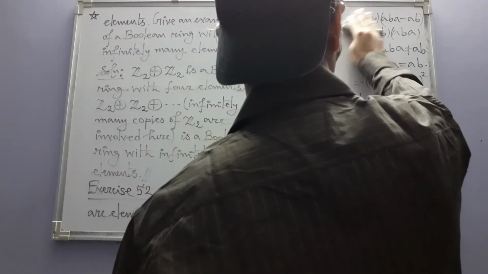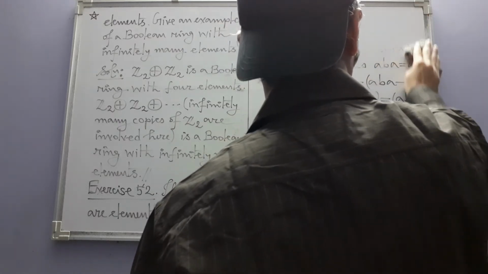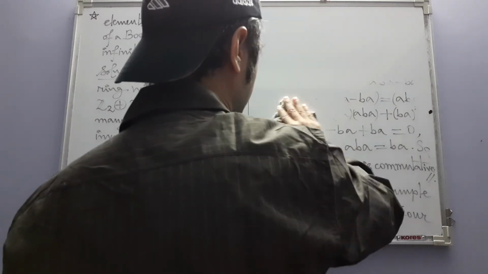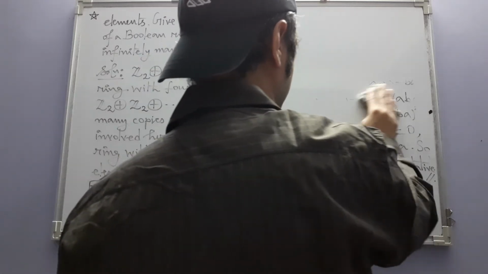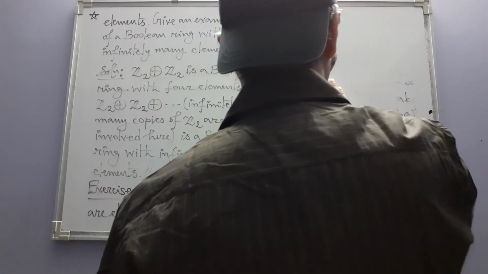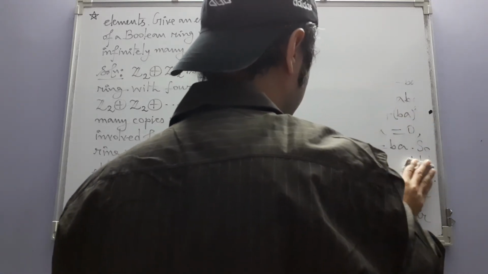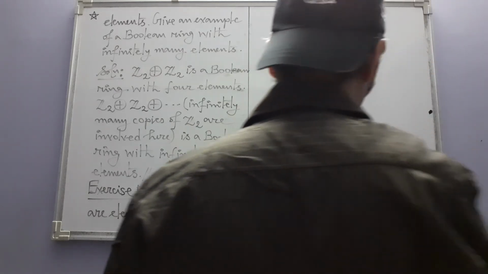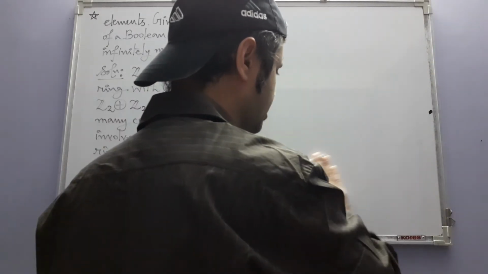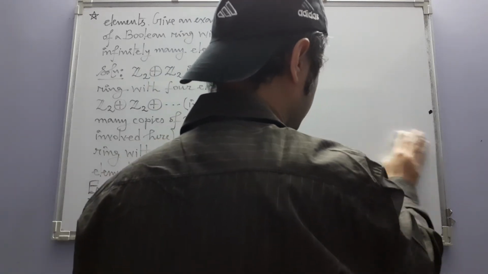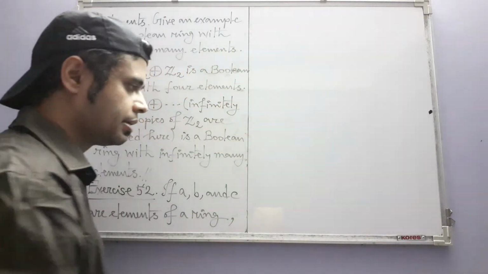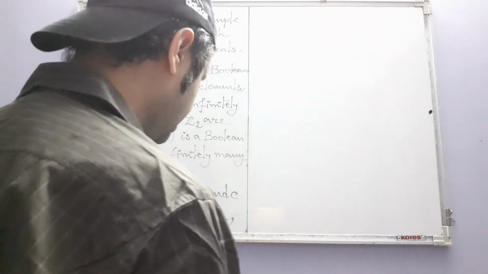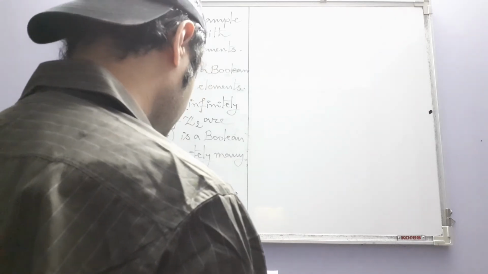The type of equation which we encounter first in our high school algebra when we are introduced to equation solving. Linear equations are the first type of equations we encounter. A single linear equation in a single variable. So that can also be considered in a general ring. So A, B and C are ring elements coming from some ring.